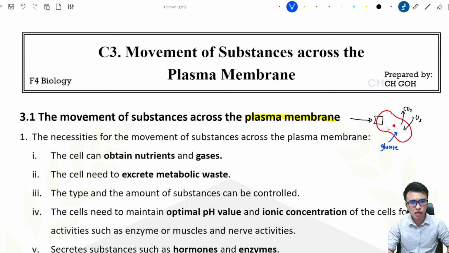Sometimes we have waste products that can be found in the cell. These waste products need to be eliminated, so they need to pass through the plasma membrane as well. So all these substances need to pass through the plasma membranes.